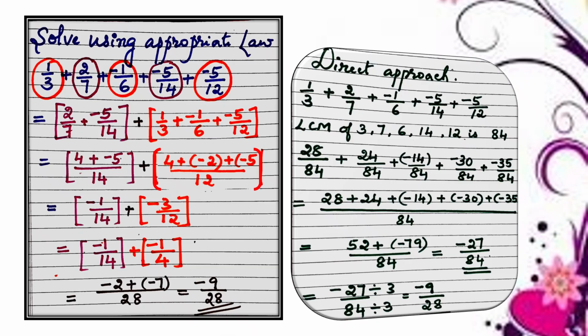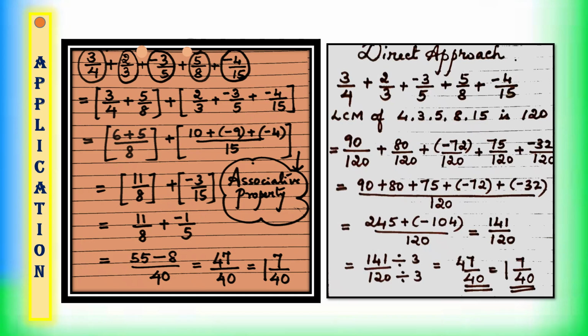Minus 1 by 6 equivalent is minus 14 by 84. Minus 5 by 14 equivalent is minus 30 by 84. Minus 5 by 12 equivalent is minus 35 by 84. So now adding the equivalents, we get minus 27 by 84. But having the HCF 3, divided by 3, you get the same answer. Yes. One more similar sum. Observe 3 by 4, 2 by 3, minus 3 by 5, 5 by 8 and minus 4 by 15.